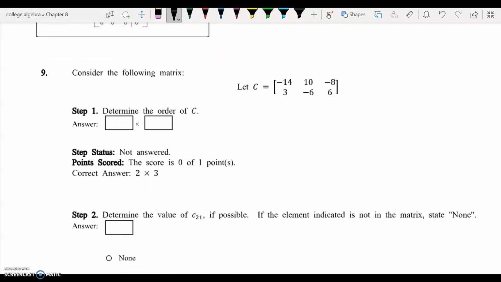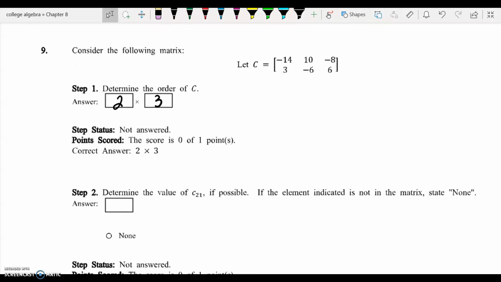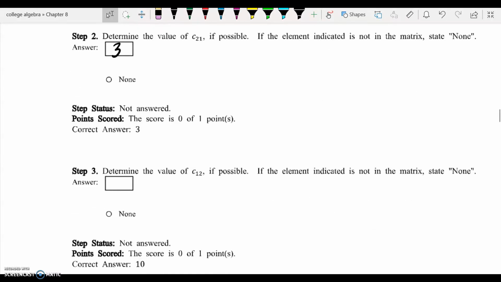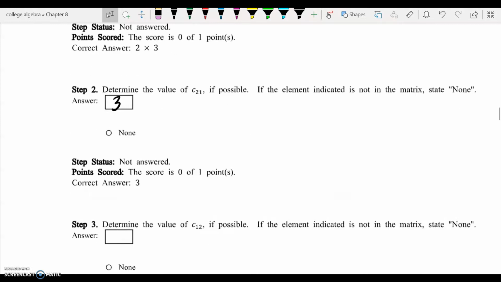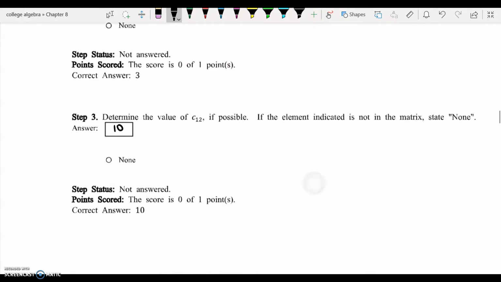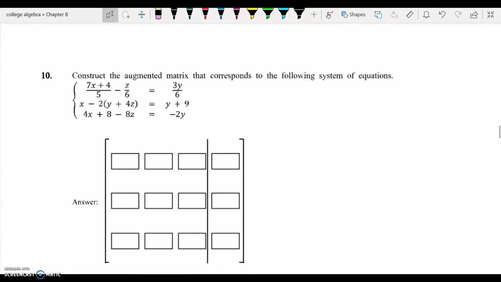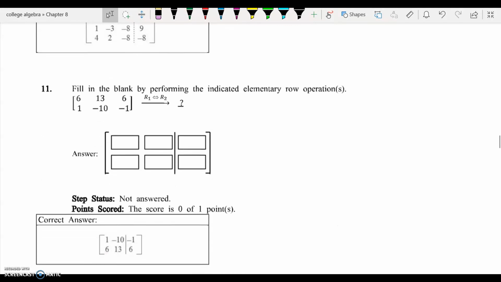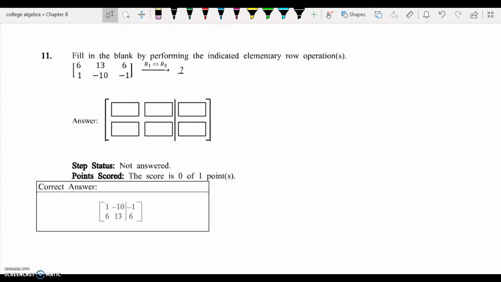The order, guys, rows by column, so this is a 2 by 3. 2, 1, so I'm going to go to row 2, column 1, you're going to get 3. I'm going to go to row 1, column 2, get 10. All right, we went over that. Augmented matrix. This one you switch row 1, switch row 2.